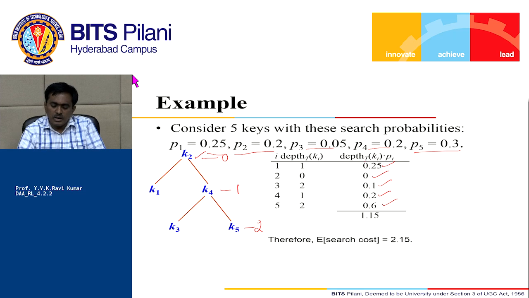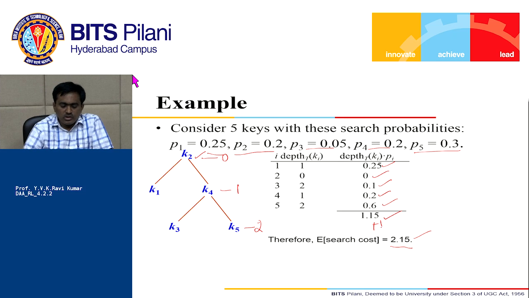That gives depth of ki into the corresponding probabilities. If we sum all these, we get 1.15. Then by using the previous relation we discussed, the total cost is 1.15 plus 1, which amounts to 2.15. So with these probabilities, if we construct the binary search tree taking k2 as the root, we get the search cost as 2.15.